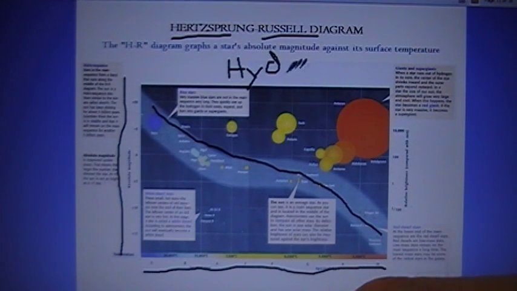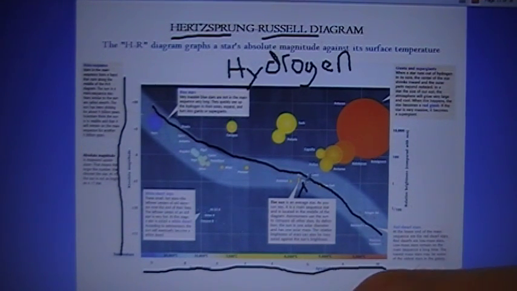And we know that hydrogen, when it's burned, we are going to be in that main sequence stage. So obviously, if the sun is right here, we know that we are burning hydrogen. So the sun is burning hydrogen right now.